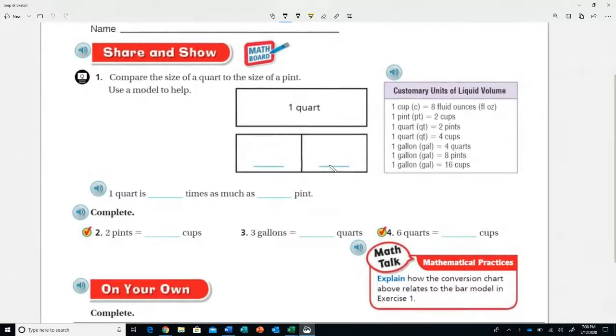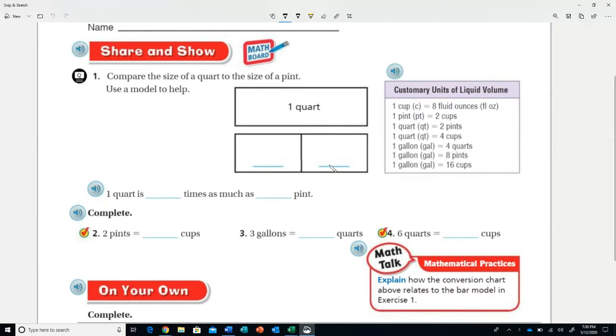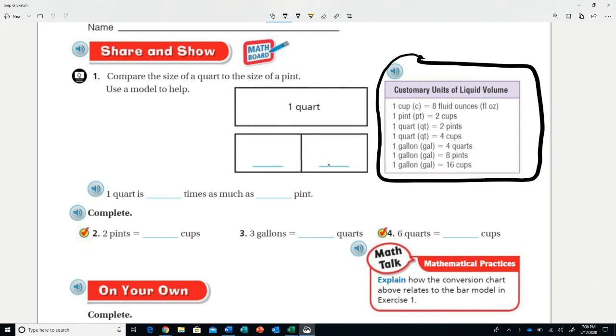So if you've been watching the past couple of videos, I'm going to tell you right now that this box with the light purple top is very important. This is where all of your information is going to come from. Now this one's rather big. So we're going to go from a cup equaling 8 fluid ounces to a pint that's equal to 2 cups to a quart that's equal to 2 pints, and 1 quart is equal to 4 cups. 1 gallon equals 4 quarts, 1 gallon equals 8 pints, and 1 gallon equals 16 cups.